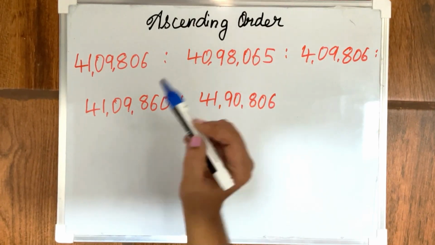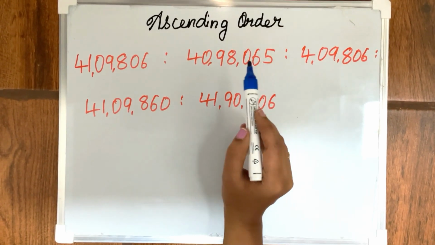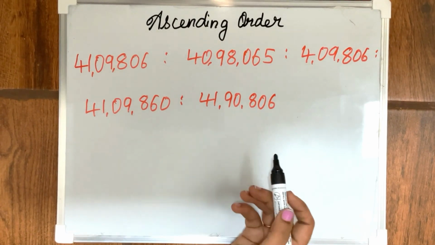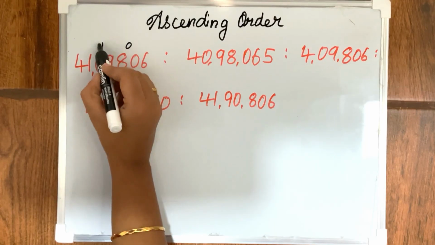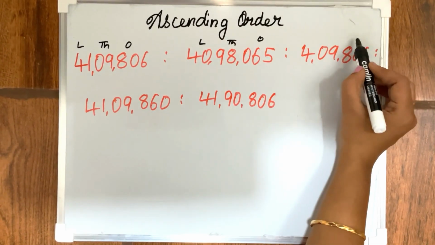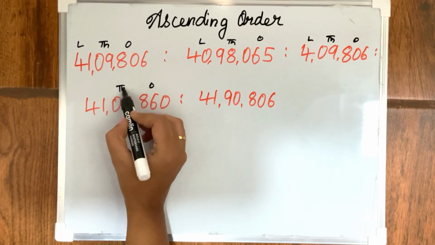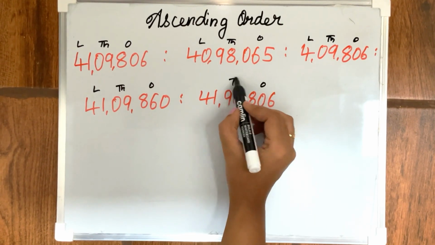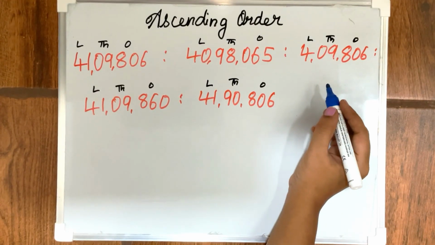Ascending order. How to write these large numbers in ascending order? So first step, we have to group the numbers into their periods. Ones, thousands, lakhs. Next, start comparing between the periods.